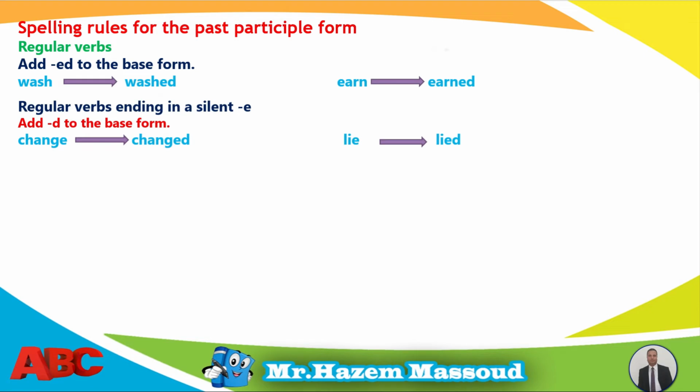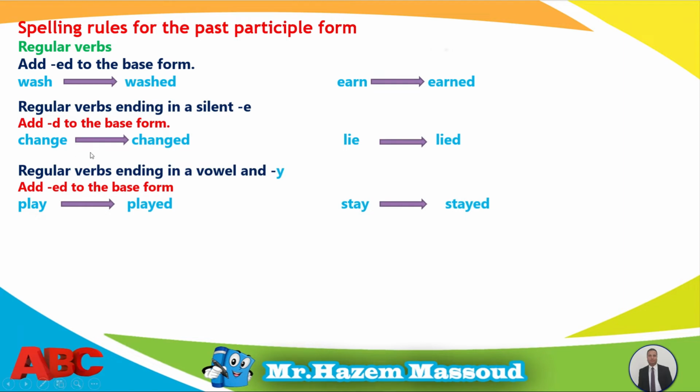If the regular verb ends in a silent e, I add only the letter d to the base form. For example, change, changed. Lie, lied. So if the verb ends in a silent e, I only add the letter d to make the past participle form of the verb.